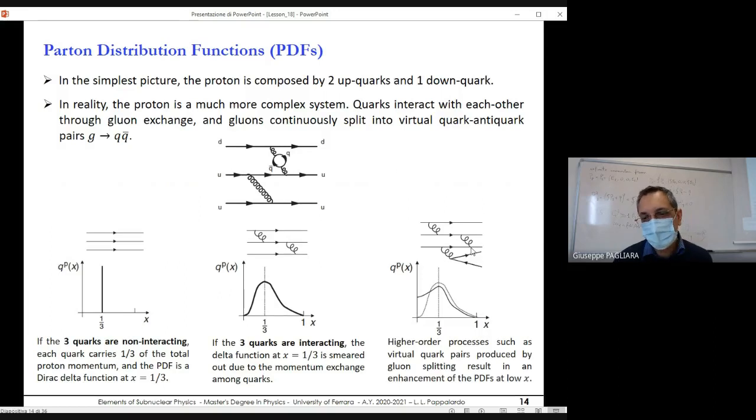They are created and reabsorbed within the uncertainty principle. So if we now also allow for the q q-bar production from a radiated gluon, then the result is that your PDF will be increased in this low x region, okay? So higher order processes, such as virtual quark pair production, result in an enhancement of the PDF at low x. The reason why it increases at low x will be clear in the next slide.